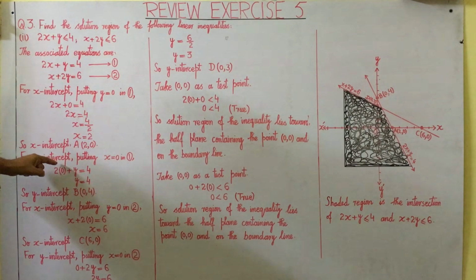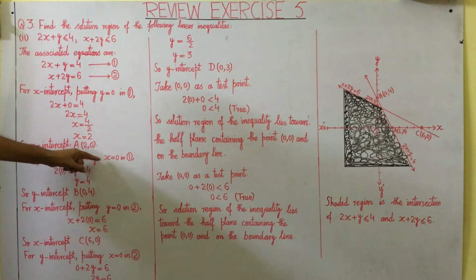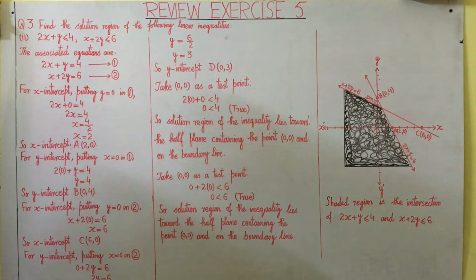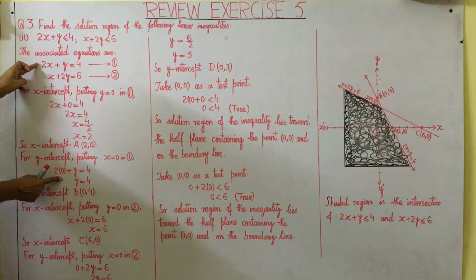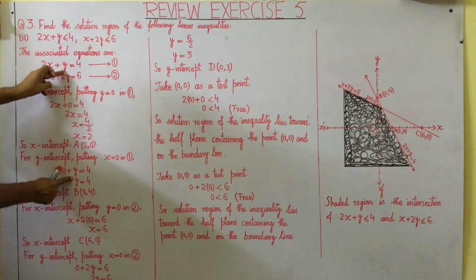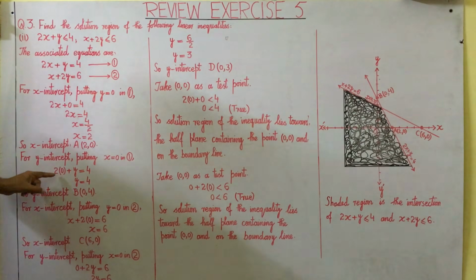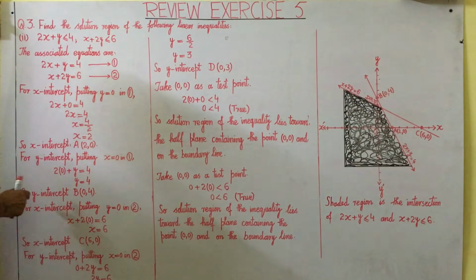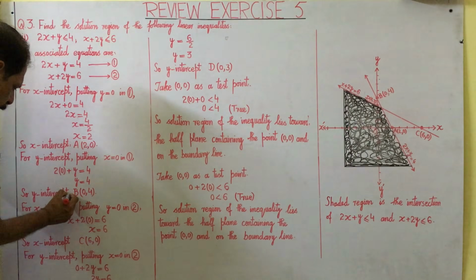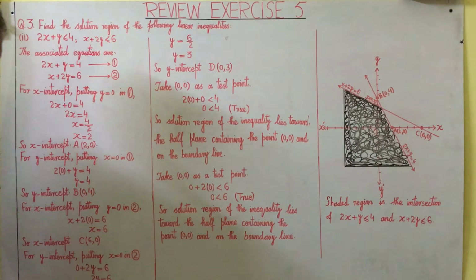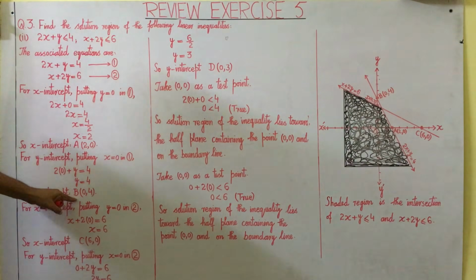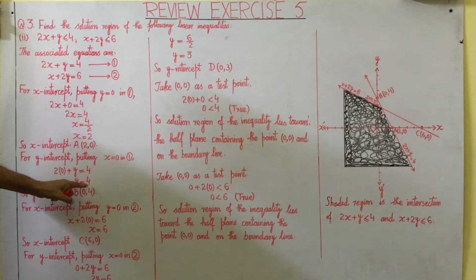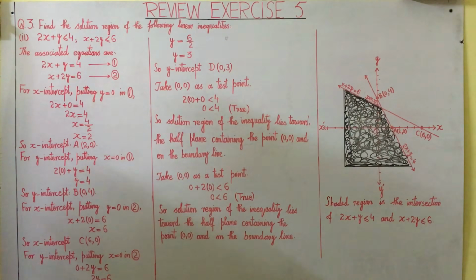For the y-intercept of equation 1, putting x equal to 0 in equation 1: 2 into 0 plus y equals 4. Two zeros are 0, 0 plus y is equal to 4. So the y-intercept is at point B. First write the x coordinate 0 and then the y coordinate 4.